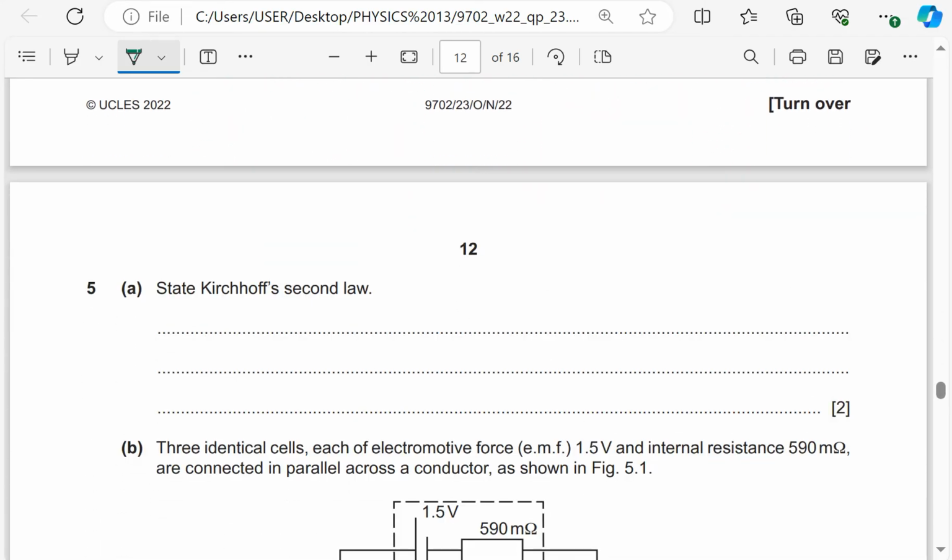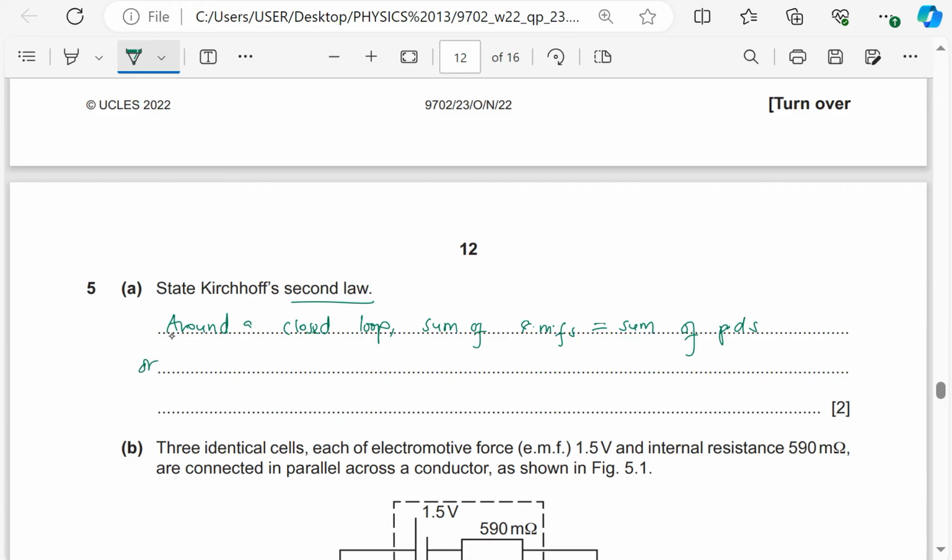Electricity: state Kirchhoff's second law. Remember, the second law is about EMFs, conservation of energy, EMFs and PDs. So you could say around a closed loop or a closed circuit, the sum of EMFs is equal to the sum of PDs. Those are already 2 marks.